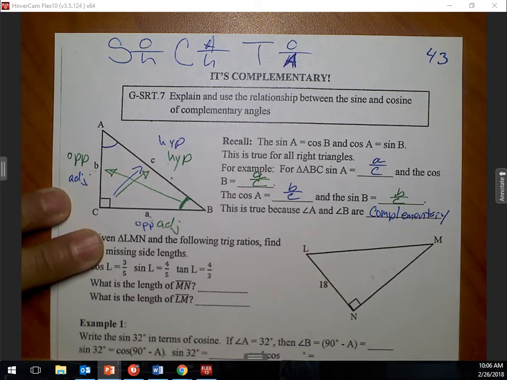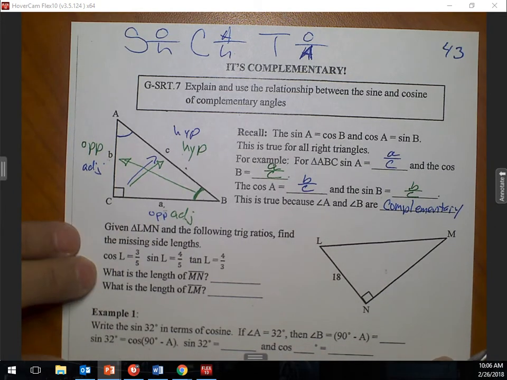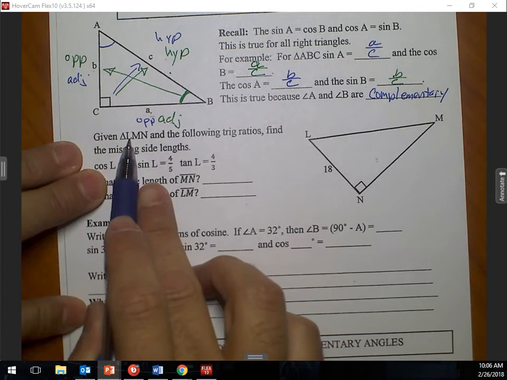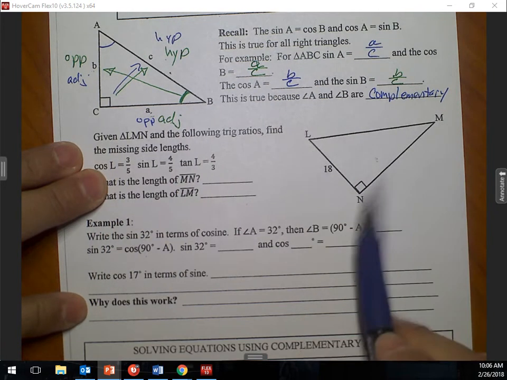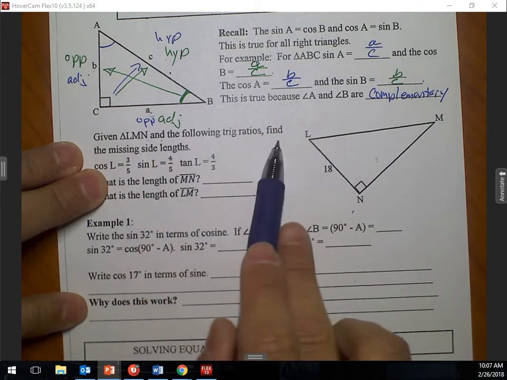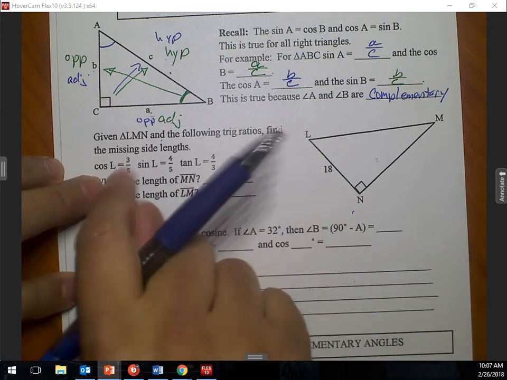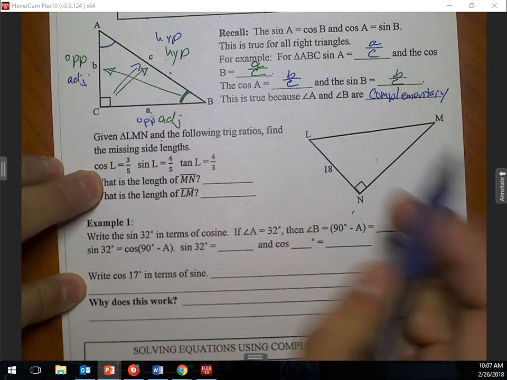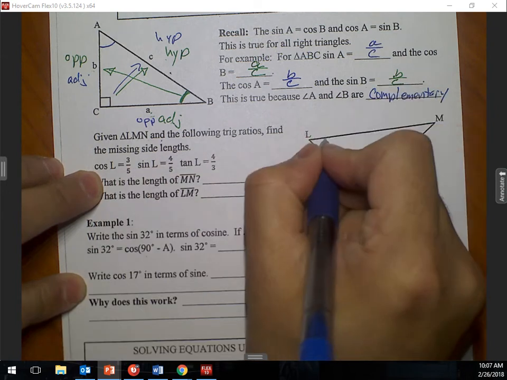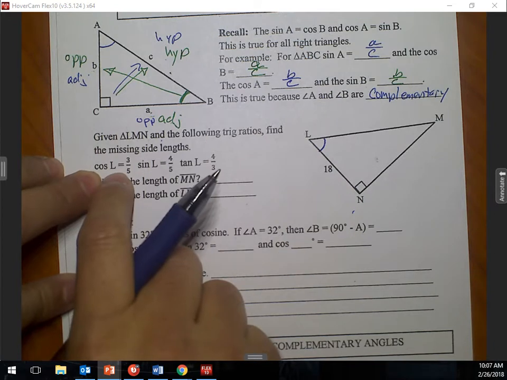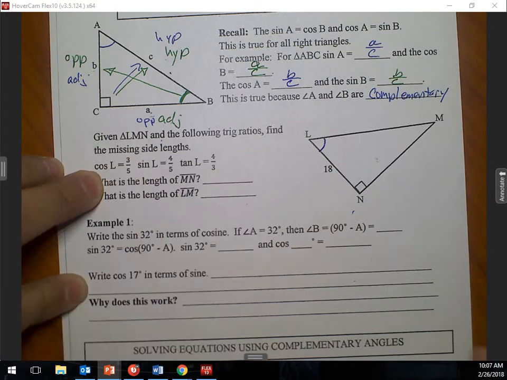Complementary. Okay, so now let's take a look at this next one right here. On this next problem, it says given triangle LMN, and the following trig ratios, find the missing side lengths. Okay. Cosine. So from L, that means L is my reference angle, right? Okay. So from L, I know that cosine is going to be 3 over 5.